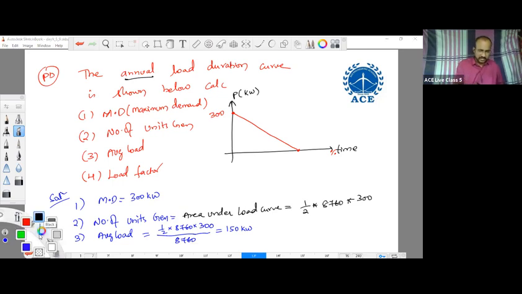So once you know the average load, can you solve the fourth one? Fourth question, load factor: average load by maximum demand. Average load is 150, maximum demand is 300. How much?